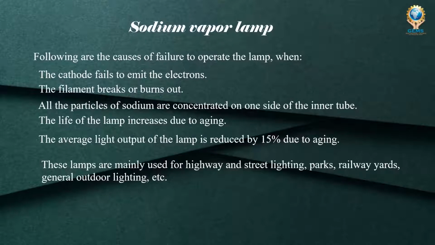These lamps are mainly used for highway and street lighting, parks, railway yards, and general outdoor lighting. We can see these yellowish lights in street lighting, parks, railway yards, and general outdoor lighting.